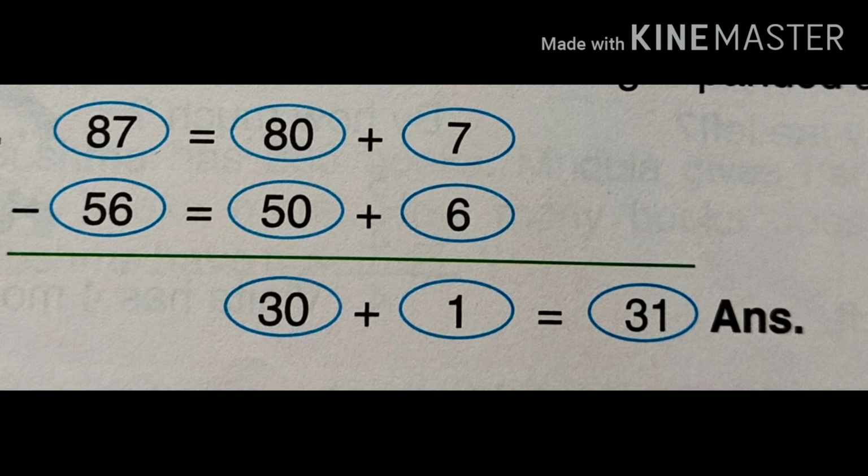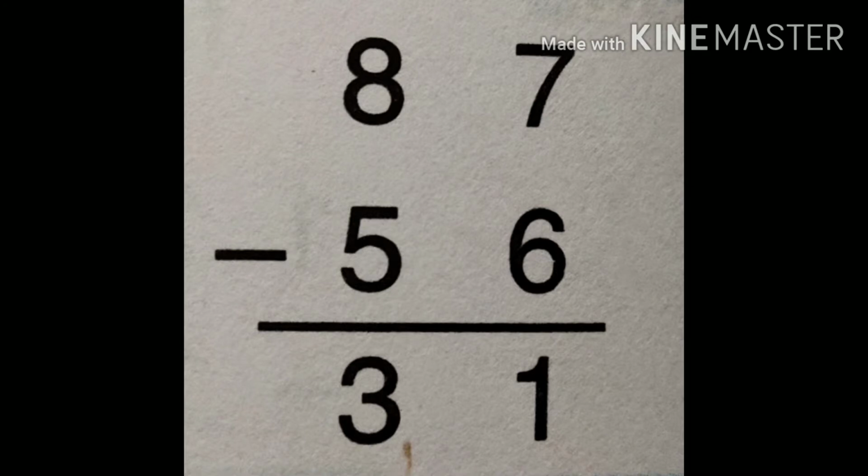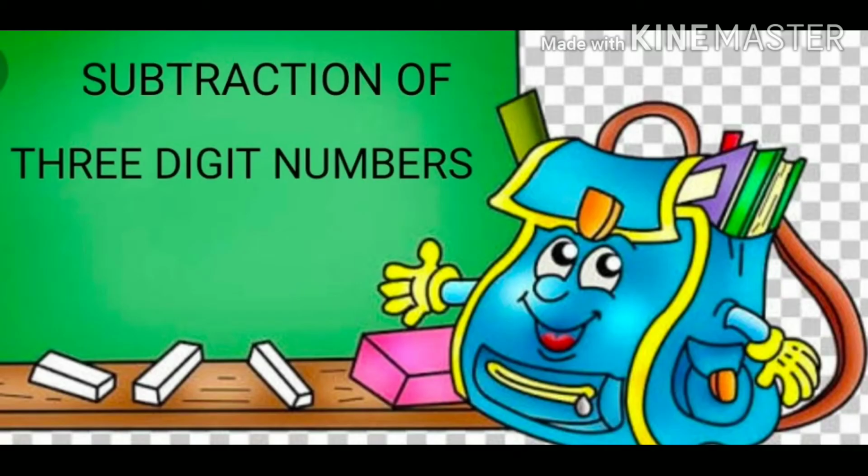So this was the expanded form. And this is how we subtract using the short form. Look at the picture. You can easily subtract 56 from 87. First subtract 6 from 7, you get 1, and then subtract 5 from 8, you get 3, and the answer is 31.